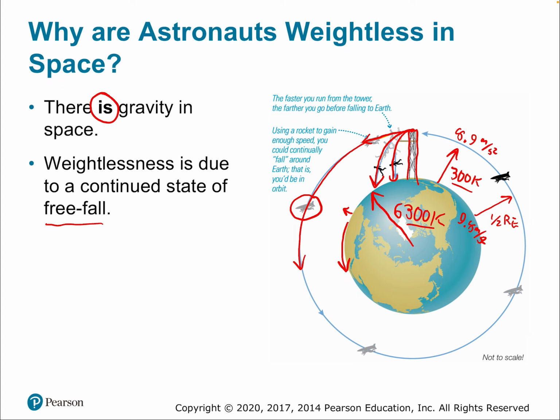How fast? Well, about 7,000 meters per second. That's the necessary velocity. It depends on how high up the satellite is, but we can take that as a gross average.